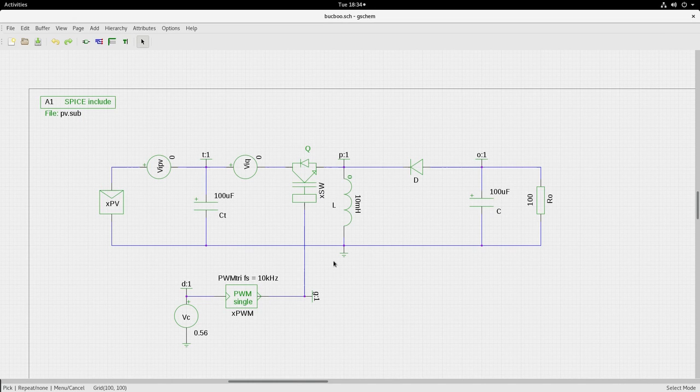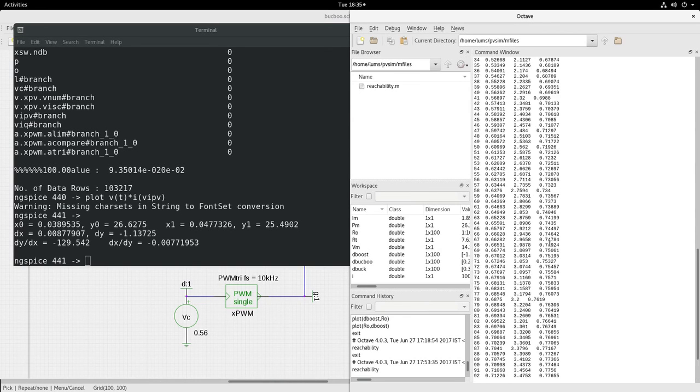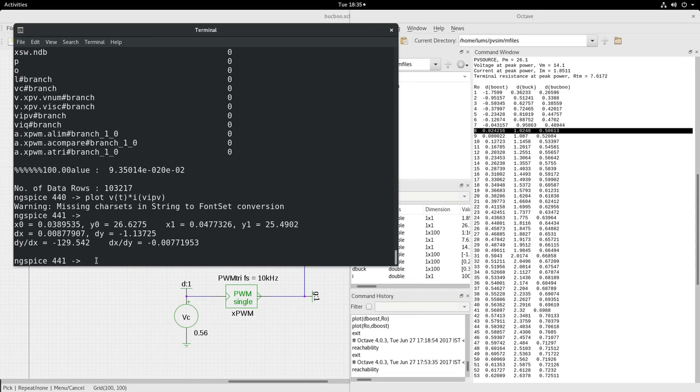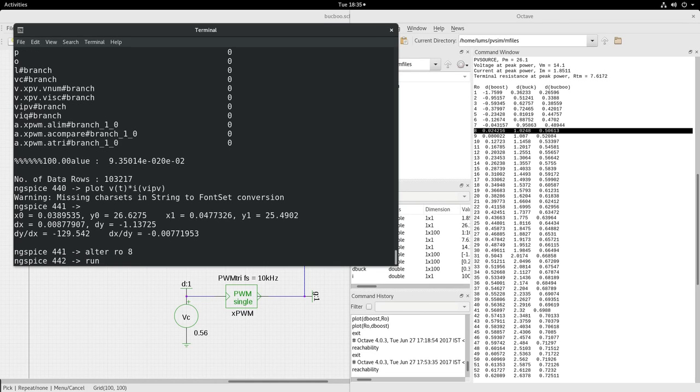Now let us say that I go right down in R0. Let us say we'll take this R0 of 8 ohms. For R0 of 8 ohms, in the case of the buck boost, you have 0.50 as the duty cycle. So when you express it for VC, it will be 0. So let me first alter the value of R0 to 8 ohms from 100 ohms and then run the simulation.